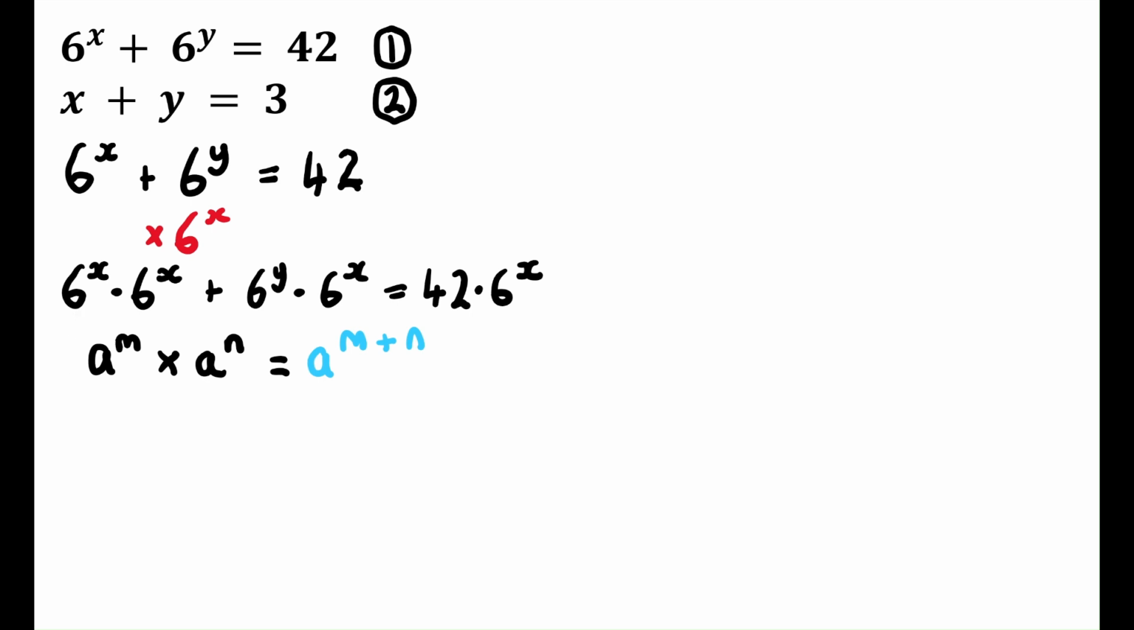So 6 to the power of x times 6 to the power of x is equal to 6 to the power of x plus x, or 6 to the power of 2x. 6 to the power of y times 6 to the power of x is equal to 6 to the power of x plus y, is equal to 42 times 6 to the power of x.